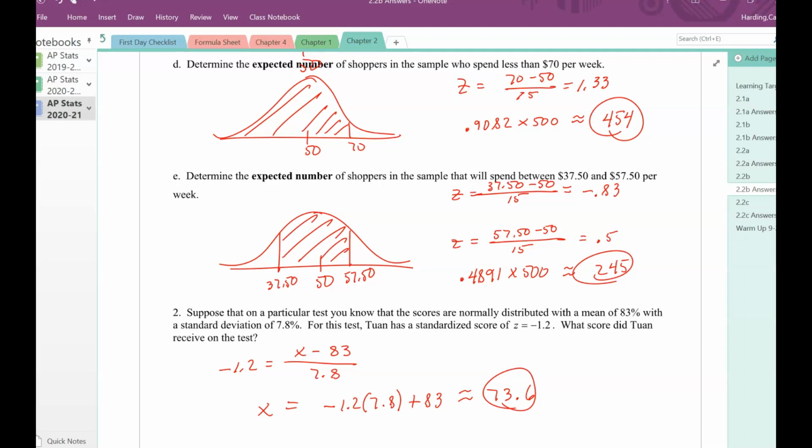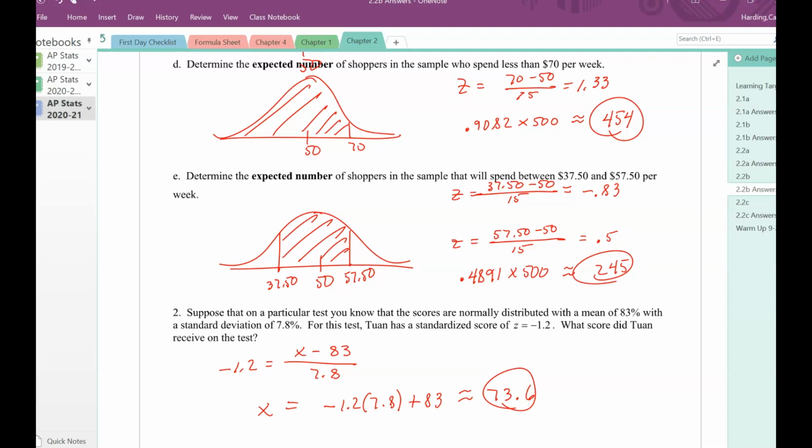Same thing here in part E, determine the expected number of shoppers. First, you want to find the percentage of shoppers that would spend between $37.50 and $57.50, and then use that to determine out of 500 shoppers how many that actually would be. It would be roughly 245.